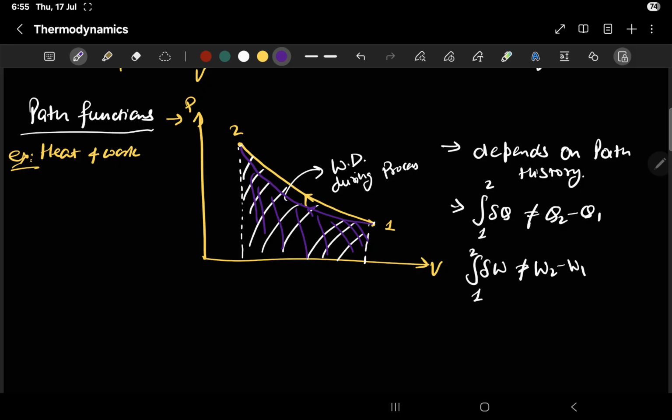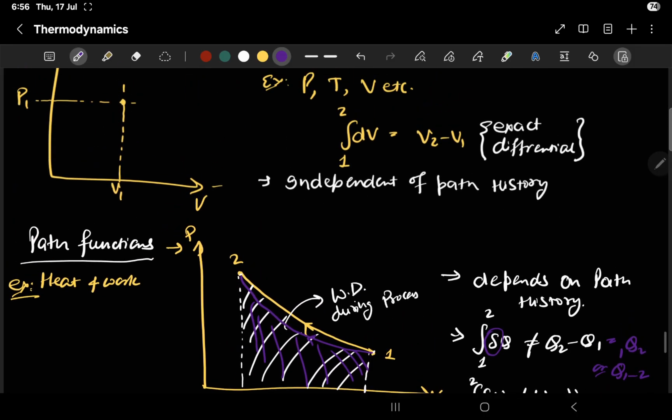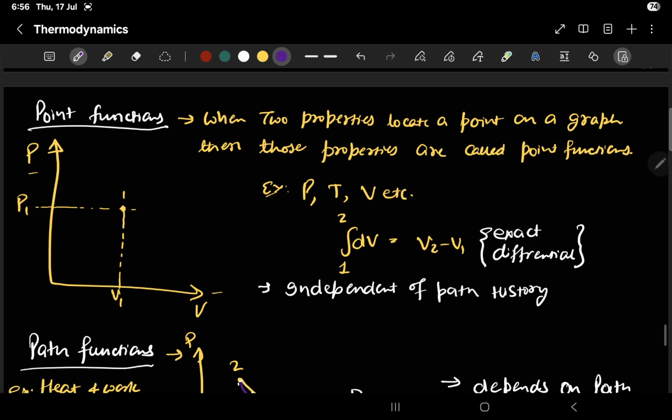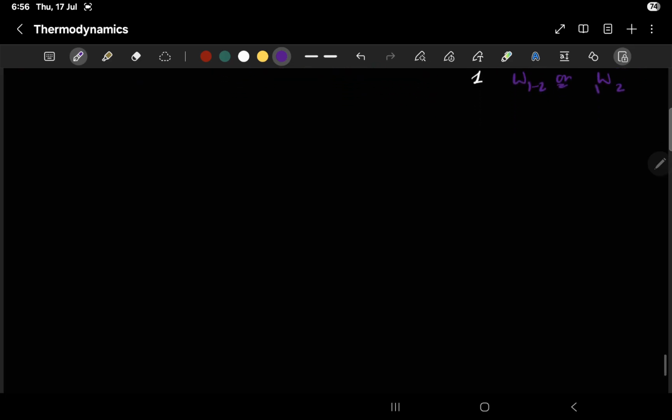We can represent heat as Q12, or Q from 1 to 2. For work done, we can write work done from 1 to 2. This delta sign here is used to represent the inexact differential, and here the term d is used to describe the exact differential. You should remember this.